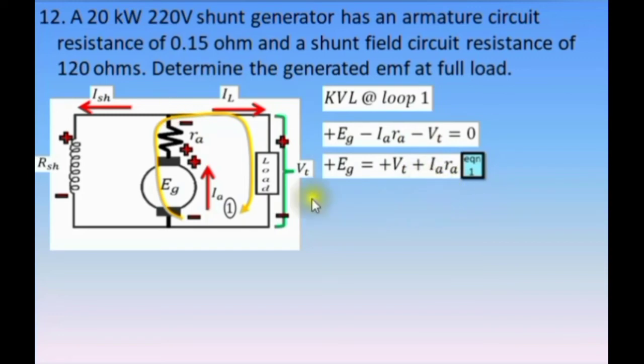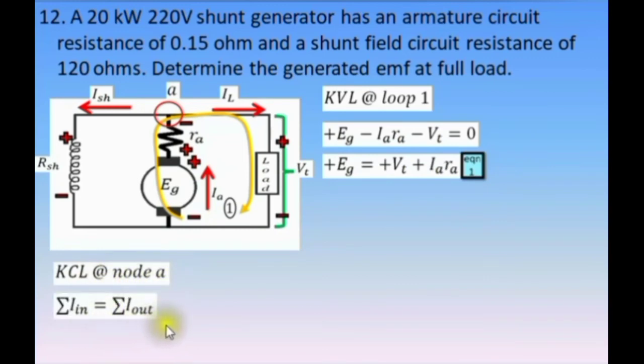To determine IA, let's have this node, node A. Kirchhoff's current law at node A: summation of current in equals summation of current out. That is IA equals IL plus ISH. Say this is equation number 2. Why do we say that we do not need to memorize these equations? It's because we might be confused when we will be dealing with DC motors. These equations can be taken by analyzing this circuit diagram.